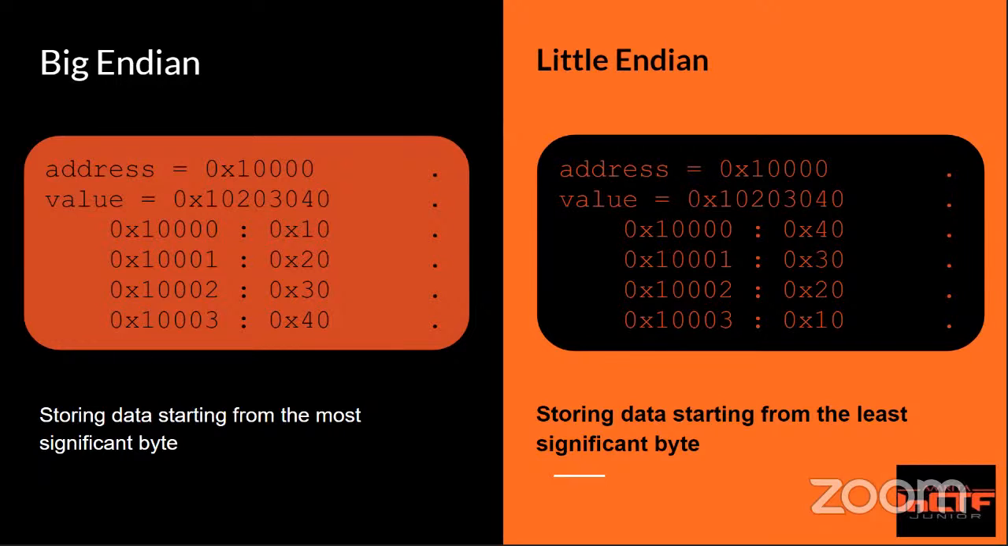Why is 0x10 taken and 0x20 taken? We can only store a byte in a specific address, right? We can't store everything. The value is 0x10203040, but if you want to store it in specific memory locations, then we have to take the byte itself, right?